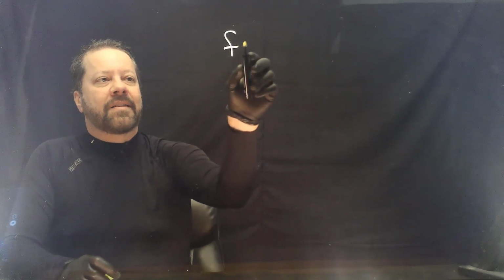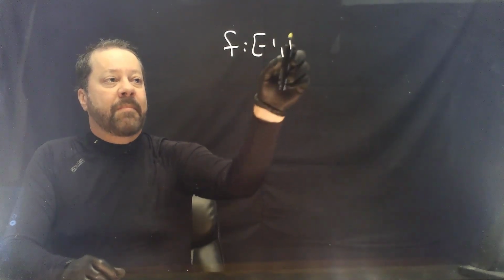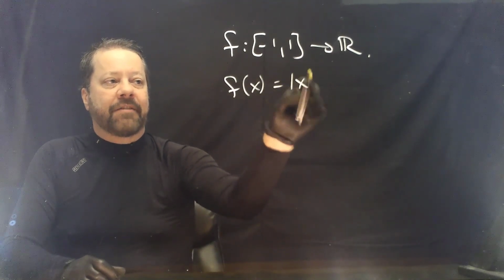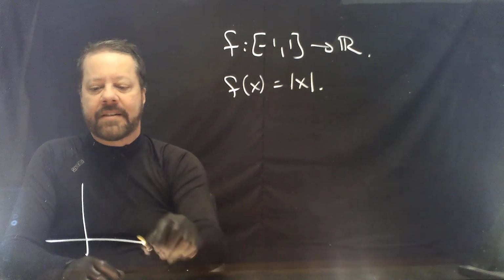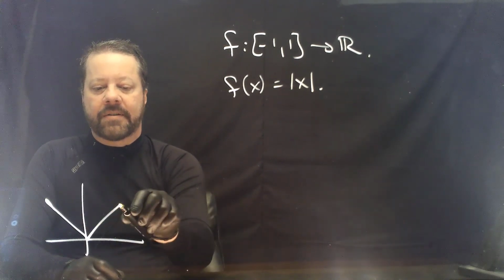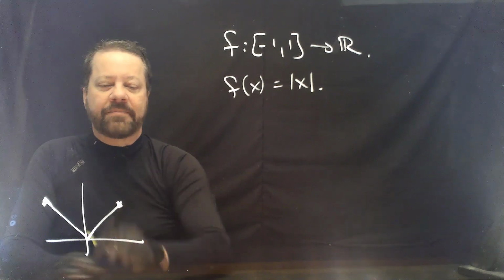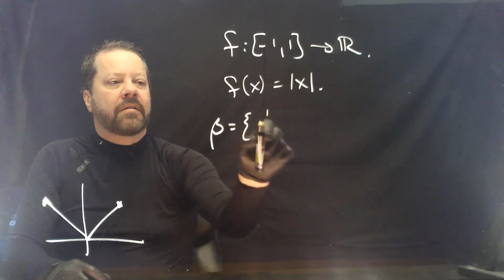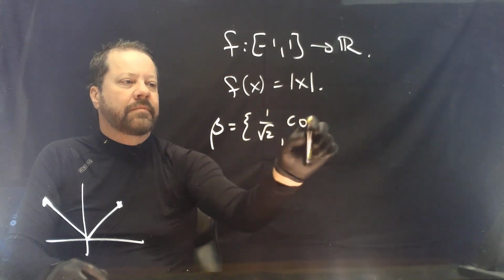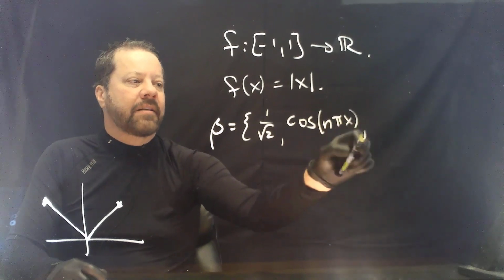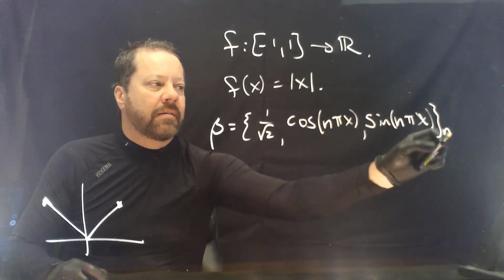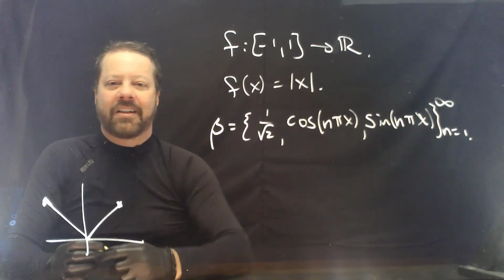Some Fourier series converge better than others. Consider f, which maps -1 to 1 into R, defined by f of x is the absolute value of x. And the graph is obviously this. I guess we should add in these endpoints here. We'll consider as our Fourier basis 1 over the square root of 2, cosine n pi x, sine n pi x, n going from 1 to infinity.